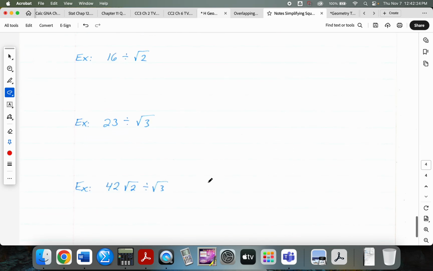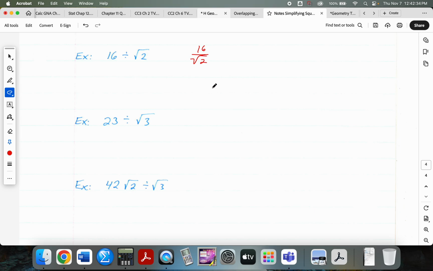Which leads us to this problem. 16 divided by the square root of 2. So multiply by the square root of 2 over the square root of 2. Let's stop before we do anything else. What is the square root of 2 over the square root of 2 equal to? 1. I'm multiplying by a form of 1, so I'm not changing the value.